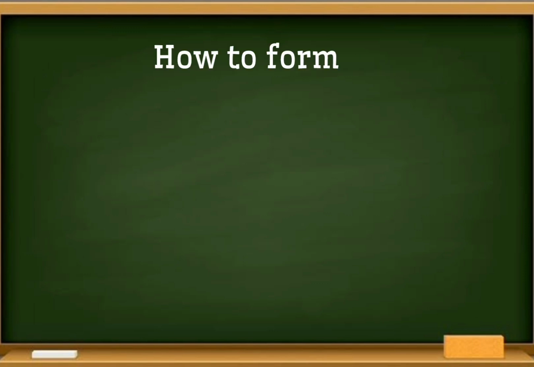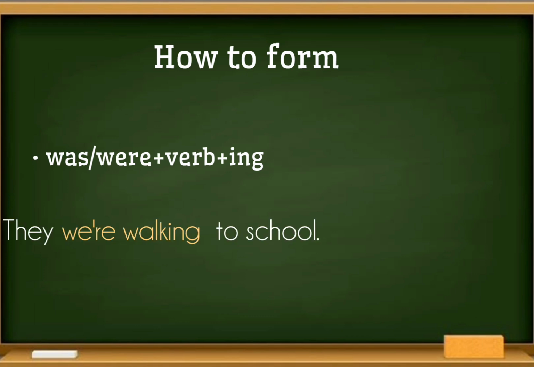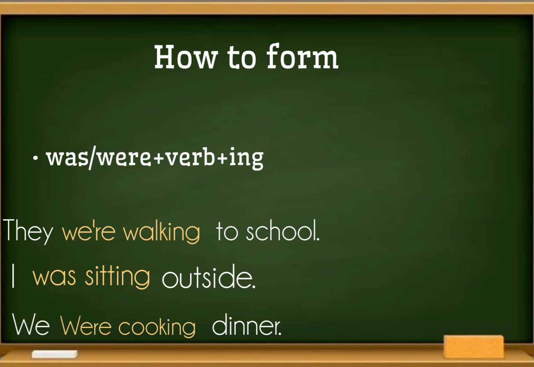For that, we need past simple verb to be, either was or were, plus verb infinitive form plus ing. For example, they were walking to school. I was sitting outside. We were cooking dinner.